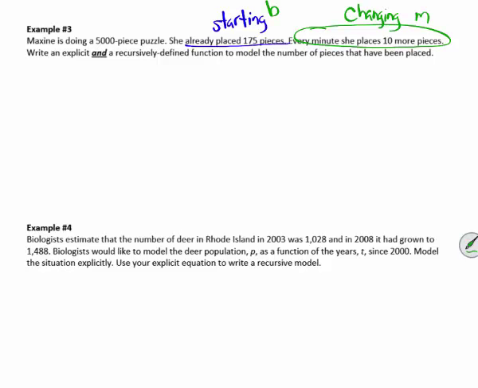Starting is your b. So if I had to write this as a function, this is going to be your explicit, because it says it wants explicit and recursive. Right? So my general form, y equals mx plus b, fill everything in. We're going to have 10x plus 175.